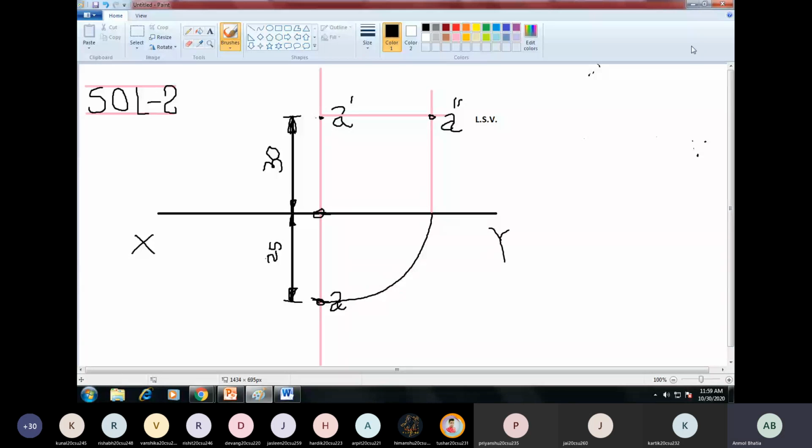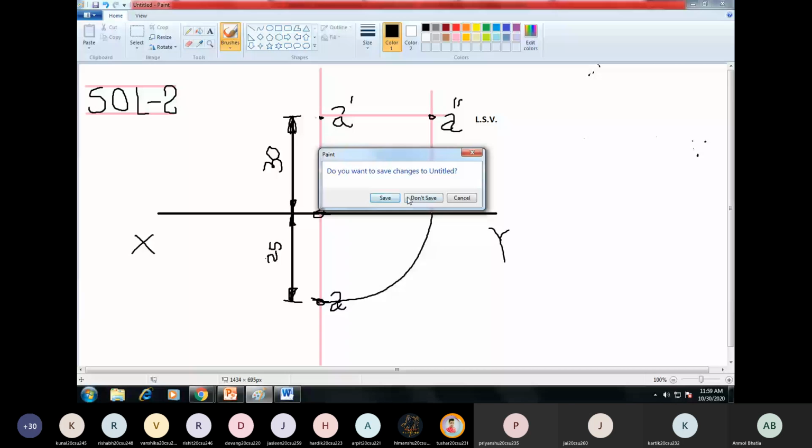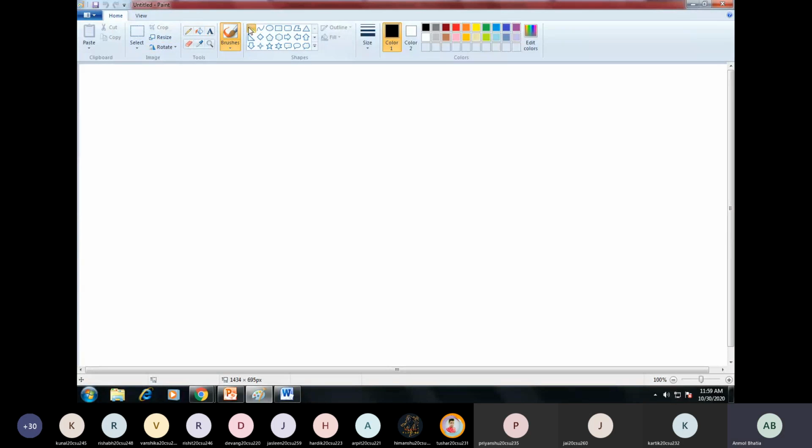अब देखिए हम सोल्यूशन नंबर 3 करते हैं. So to make solution number 3, we will be drawing two lines, and between the two lines we would write SOL3. Okay.